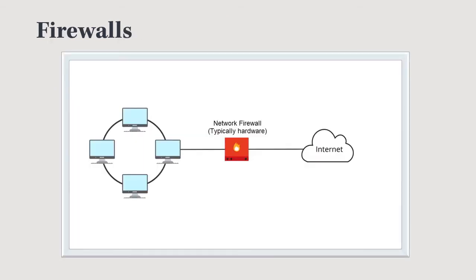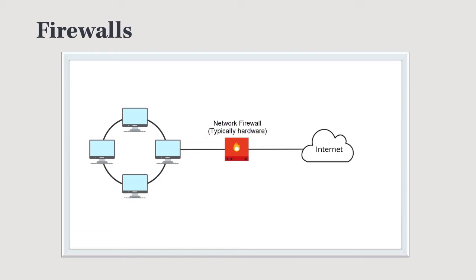This is what a firewall would look like. So over on the left-hand side, we see our little network of computers. And then on the right, we have the internet, the big bad internet, where all kinds of bad people are out there wanting to get into our information. And so in between, we're going to set up our network firewall. And again, typically this is going to be a hardware device.